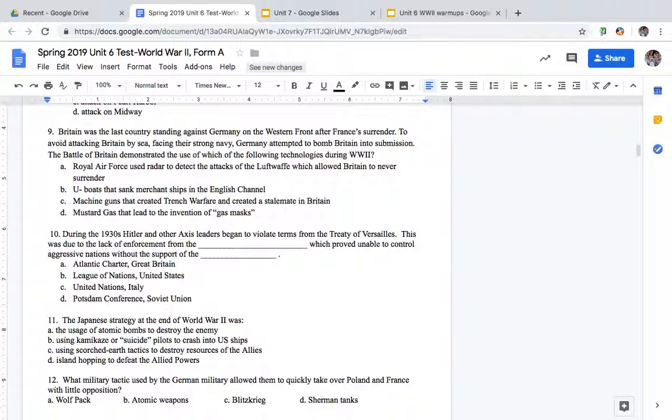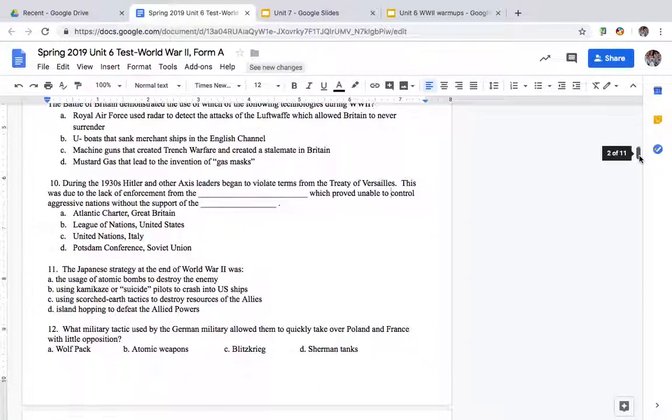Number 11. The Japanese strategy at the end of World War II was A. The usage of atomic bombs to destroy the enemy. B. Using kamikaze or suicide pilots to crash into U.S. ships. C. Using the scorched earth tactics to destroy resources of the Allies. D. Island hopping to defeat the Allied powers.